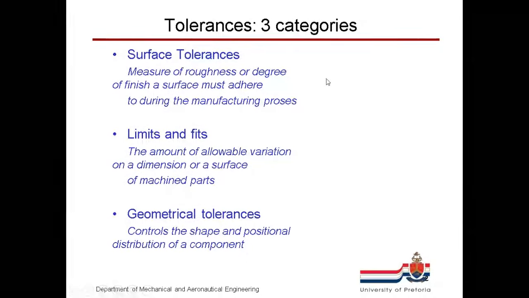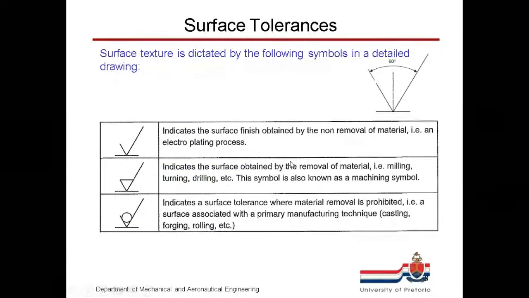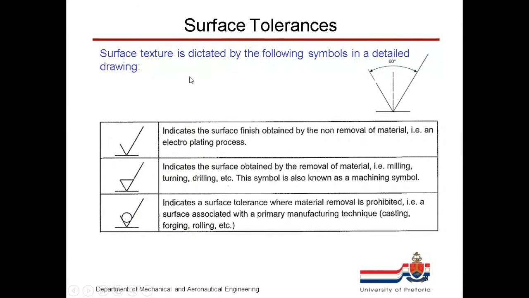On slide 2, a surface tolerance is a measure of the roughness or degree of finish a surface must adhere to. Then we get limits and fits, which basically specify the allowable variation on a dimension or a surface of a machined part. And we'll end the lecture with geometrical tolerances, which basically control the shape and positional distribution of a component.